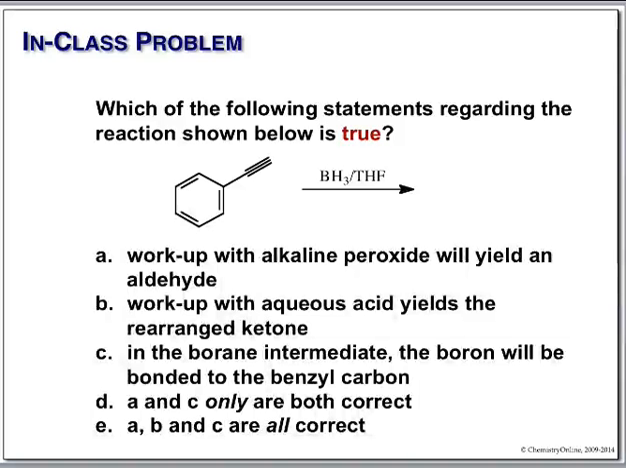Hydroboration of an alkyne. Answer 1: alkaline peroxide will yield an aldehyde. Remember, this is going to give us an enol, isn't it? The enol, the oxygen will be bonded anti-Markovnikov, and there's a hydrogen here. So that's going to give us an aldehyde. No way we can get a ketone. We don't get rearrangements either.